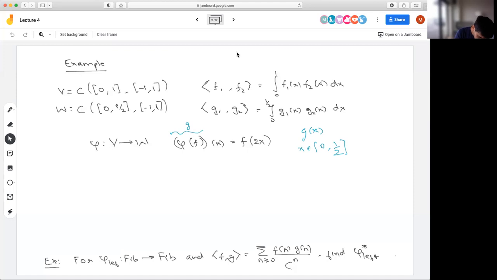And the question is, can you find a map which preserves this sort of inner product property? Okay. Right? You can try it. In fact, let's take a 2-minute break and you can continue, and we'll see what this is.